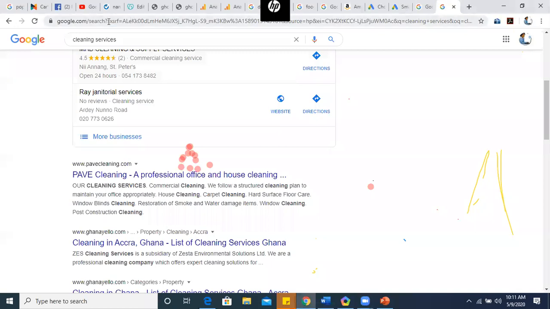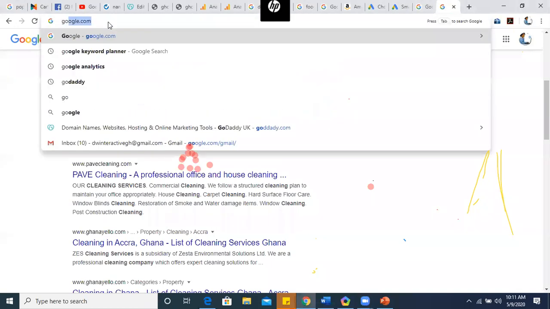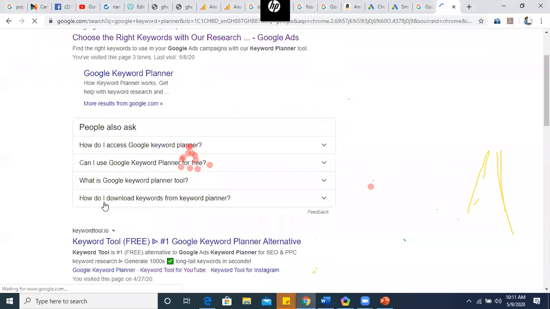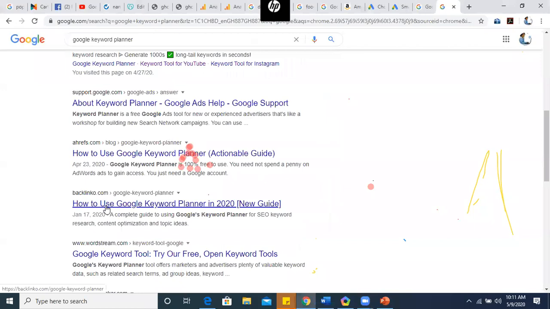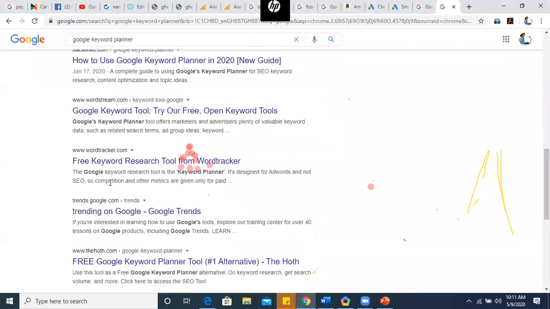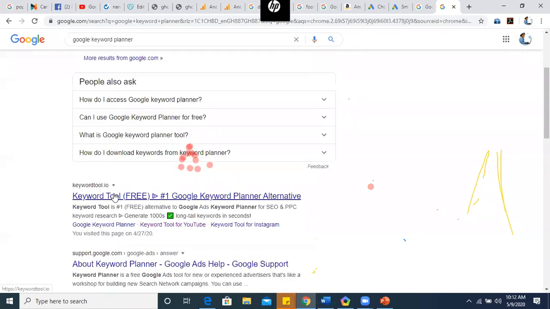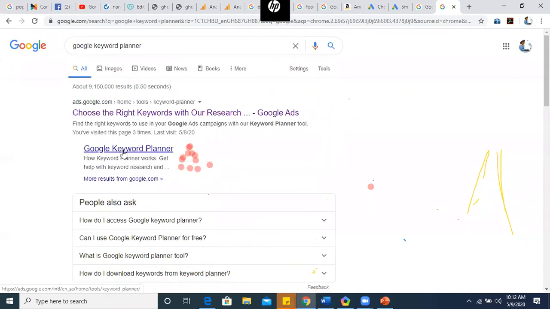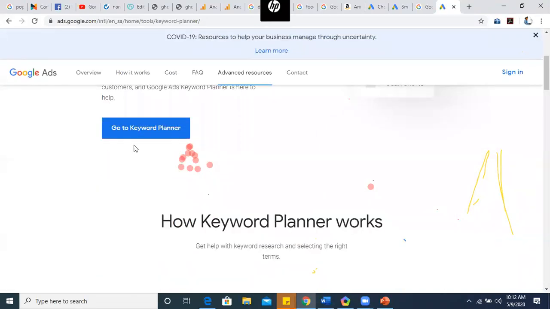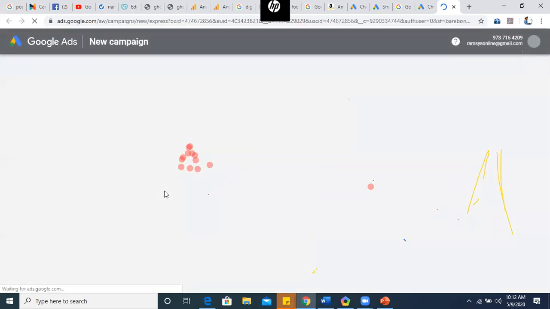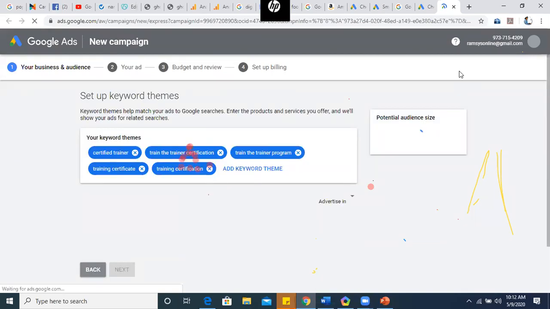All right, so let's go to the Google Keyword Planner. You can use the Keyword Planner to search for anywhere that you think will work for your business. So let's look at this one. Okay, let me take this one.